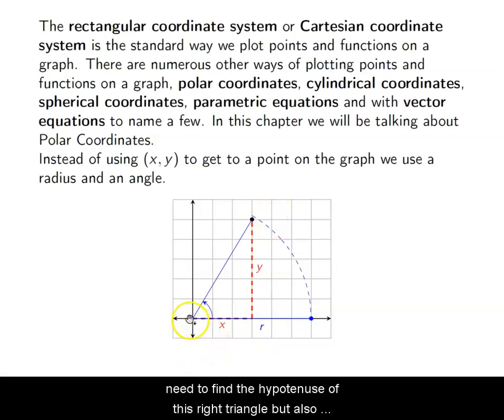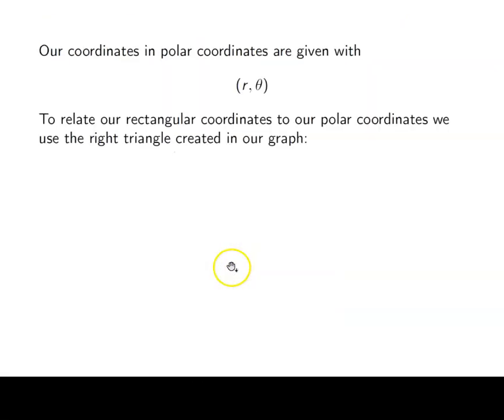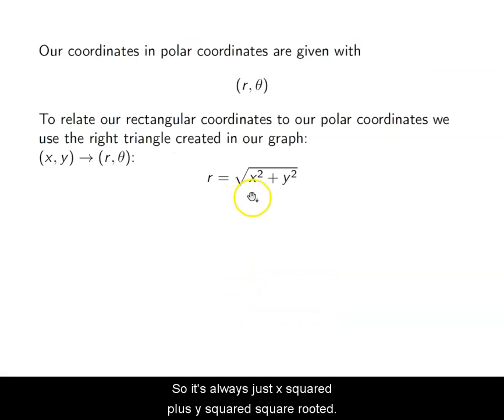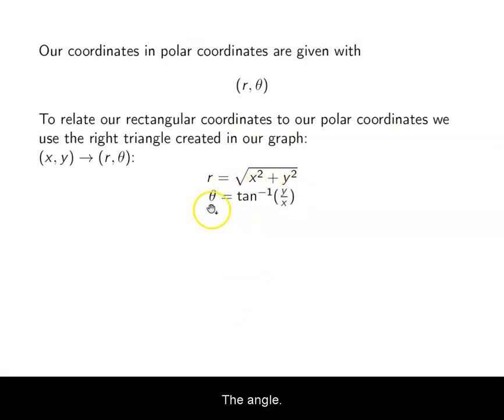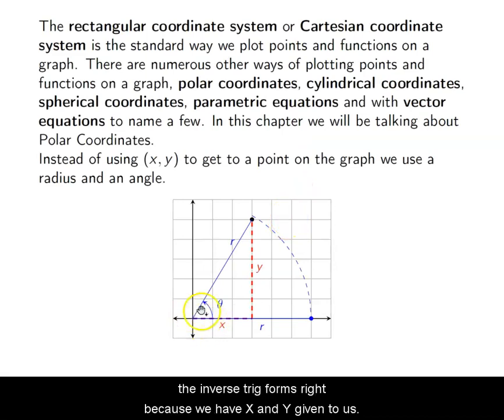But also the distance from here to here is going to be given by x minus 0 and y minus 0, both of those squared, added together, and square rooted, right? So it's always just the square root of x squared plus y squared. The angle is found by tan inverse of y over x. And again, that's just using the inverse trig forms, right?